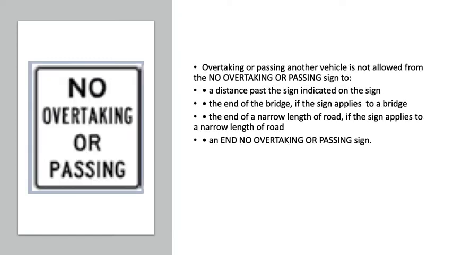Overtaking or passing another vehicle is not allowed from the no overtaking or passing sign to a distance past the sign indicated on the sign, the end of the bridge if the sign applies to a bridge, the end of a narrow length of road if the sign applies to a narrow length of road, or an end no overtaking or passing sign.